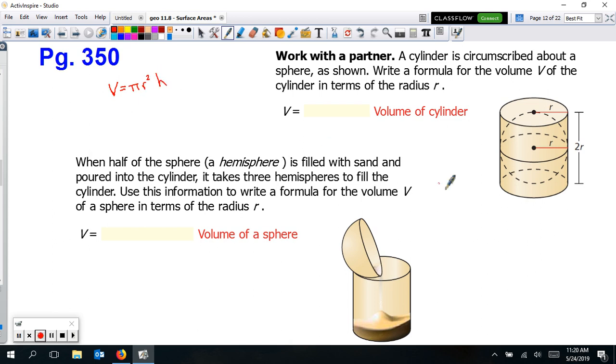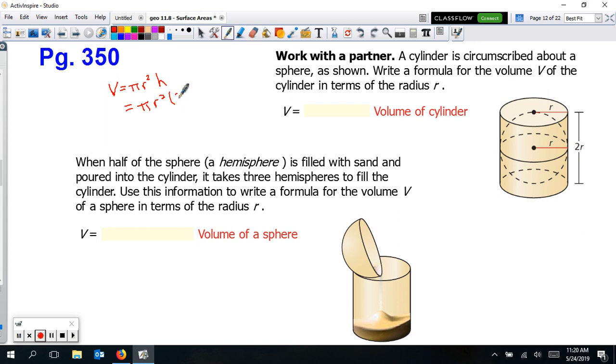That's for the cylinder. So if we're going to say, okay, well my radius is r, so that's just r right there, but the height is really 2r. So when I plug in the height, which is 2r, right here, it'll look like pi r squared times 2r.